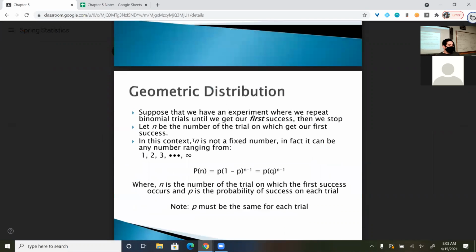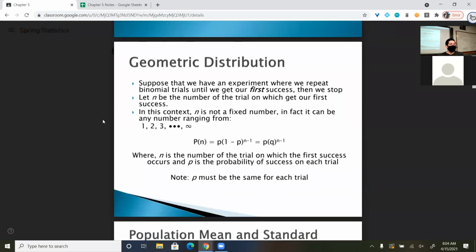Where the geometric changes is the geometric stops after our first success. So the distribution ends at some point. And what we want to find out is the probability of failing a certain number of times before we succeed for the first and only time. So with the binomial, we can keep on succeeding, we can keep on failing, it just repeats over and over and over again. The geometric distribution, we fail every single time until we succeed, and then we stop with the problem.